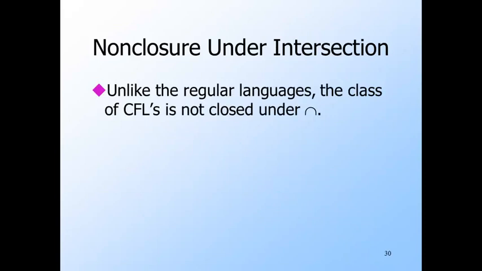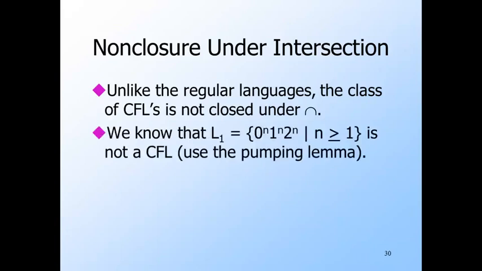That's only an argument that the obvious first try at proving context-free languages are closed under intersection won't work, but the situation is worse. We can see particular context-free languages whose intersection is not a context-free language, so no construction could possibly work. We said that this language, L1, the set of strings with some number of zeros followed by the same number of ones and the same number of twos, is not a context-free language. The pumping lemma gives us an easy proof of that fact.